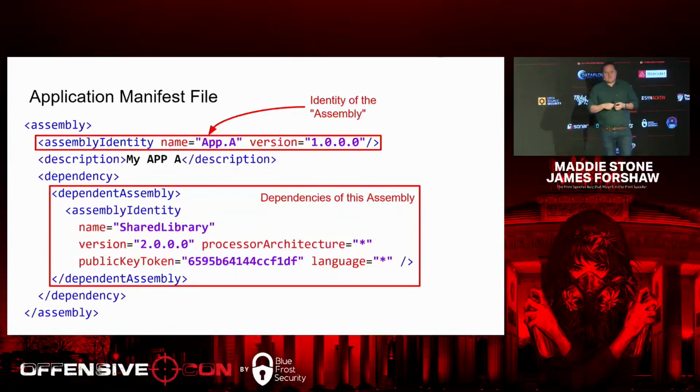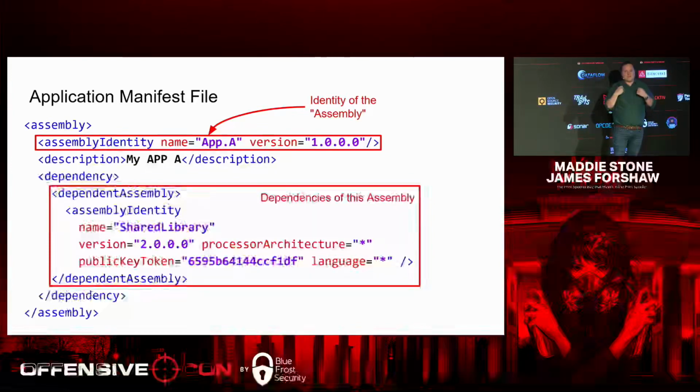But inside of that you have a list of dependencies, and these dependent assemblies are saying, I'm relying on shared library version 2. And so, in theory, when this is being used, when I try to use shared library.dll, I should get version 2 of that library, not version 1 of that library.